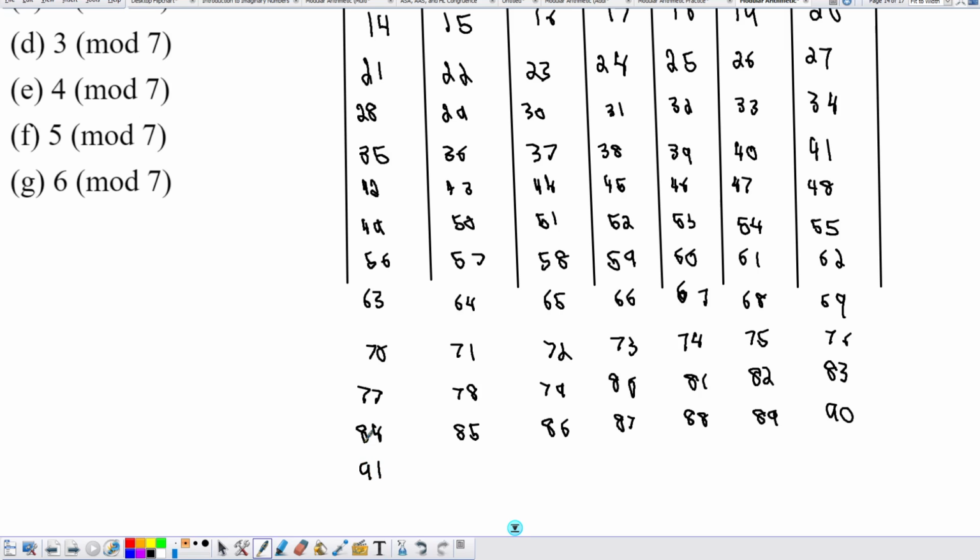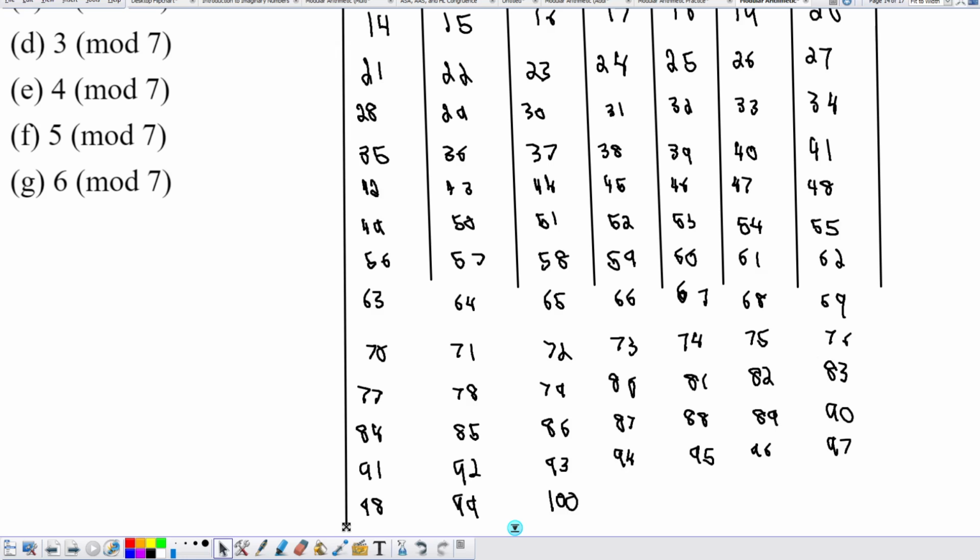Woof, 91, 92, 93, 94, 95, 96, 97, 98, 99, 100. Oh my gosh. Alright, and we are good. Let's go and extend all this out.